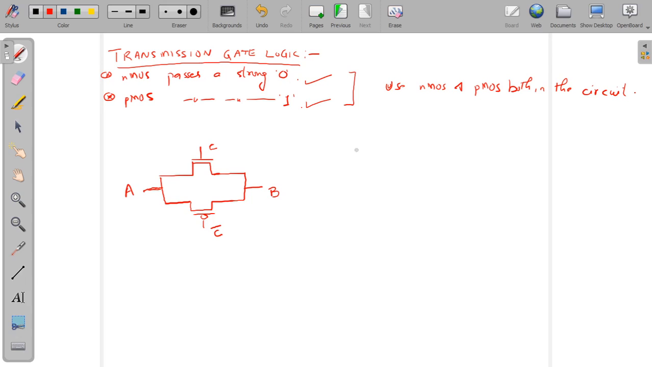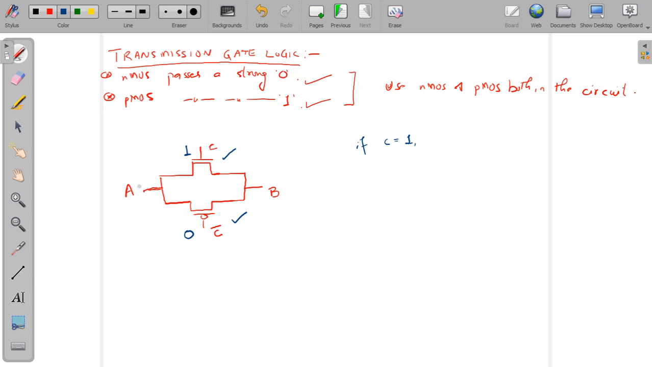It will work like this. Let's say if C is equal to 1, that is if C becomes 1 here, then C bar would obviously be 0, right? So if C is 1, then this is on, right? We know that when high logic is provided at the gate of NMOS, it becomes on, and similarly C bar becomes low, and a low voltage at the gate of PMOS will turn it on. So this will also be on. And in this case both of these are conducting.